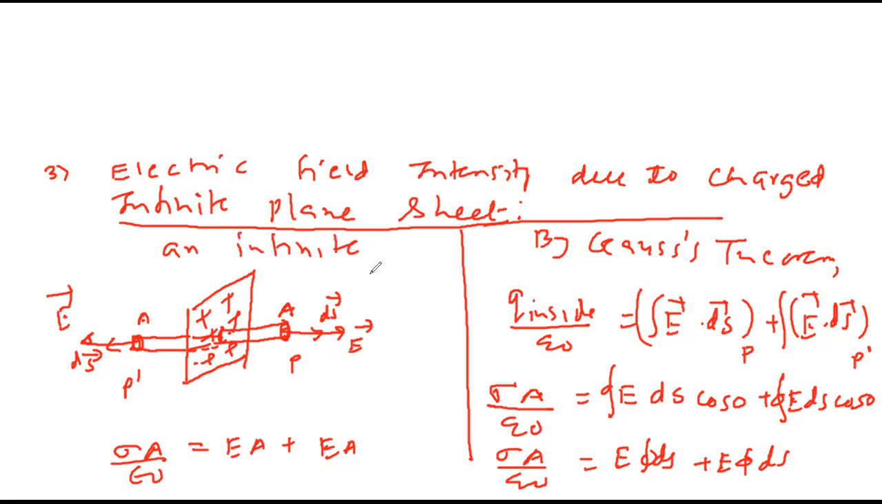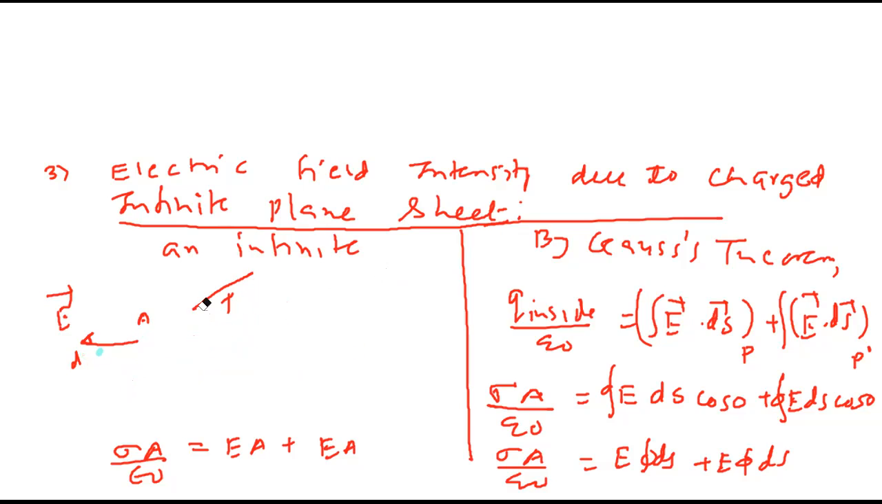Consider an infinite plane sheet to be charged uniformly with surface charge density sigma. Let P be a point at a distance r near the charged sheet.